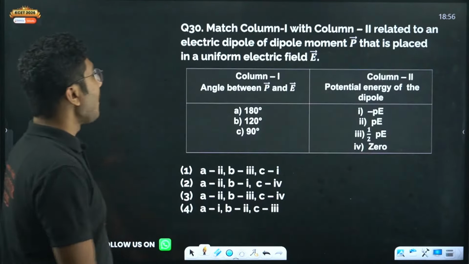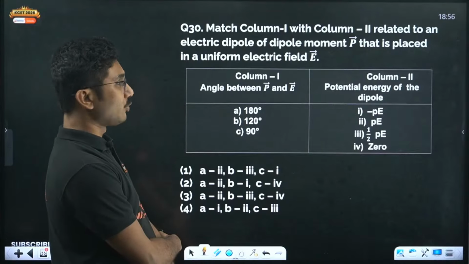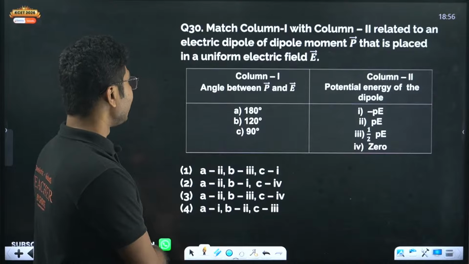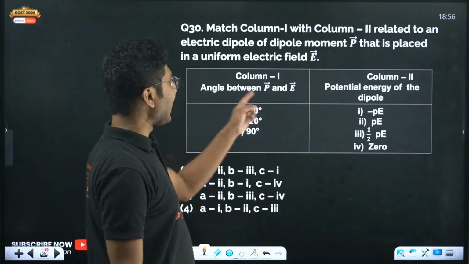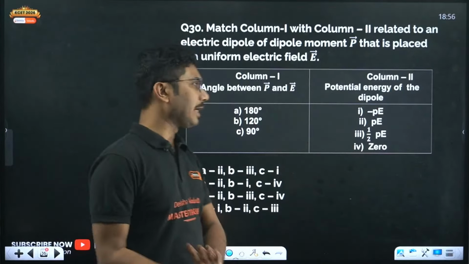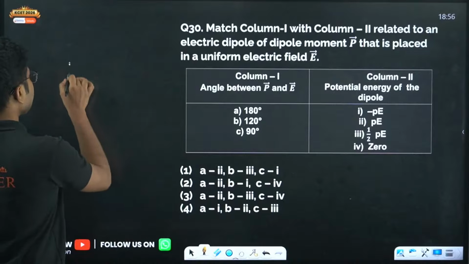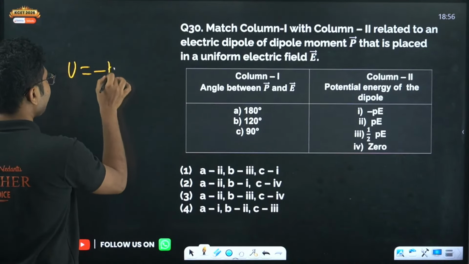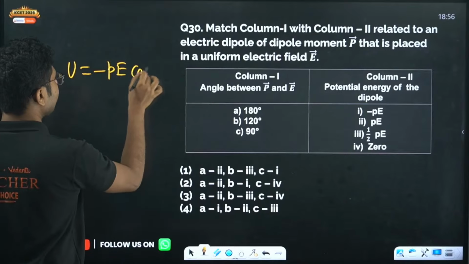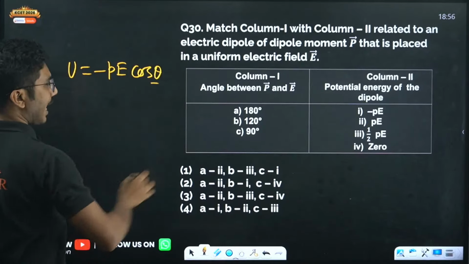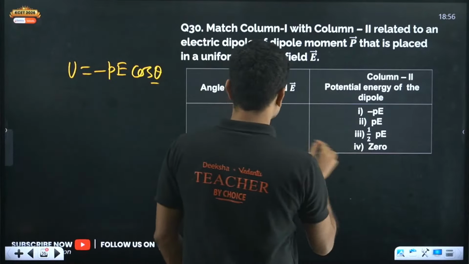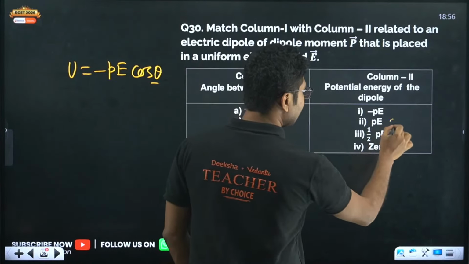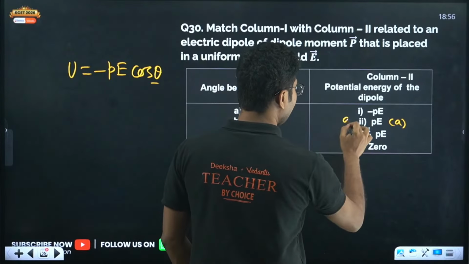Now next, match column 1 with column 2. Match the following. Electric dipole and dipole moment, the angle between P and E, and the potential energy of the dipole. What is the potential energy of a dipole? Potential energy is minus PE cos theta. So the angle is 180 degrees, so the potential energy will be PE.